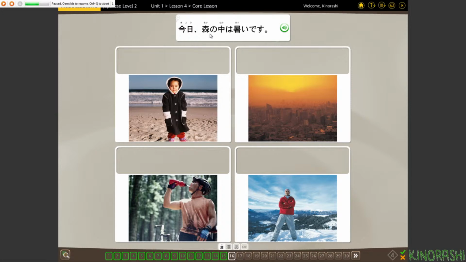naka, mori, kyo. So kyo, mori no naka wa atsui desu. Kyo. That's interesting. It's common instead of saying kyo wa. And then because of that, you can just use wa right here. So, kyo mori no naka wa atsui desu.